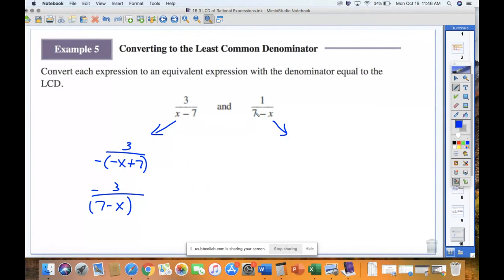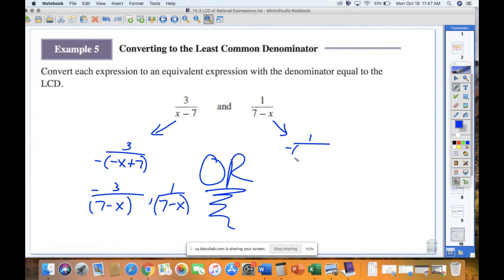Or we can pull the minus 1 out of this one. So there's a big or here, okay? There's a big or here. This would be a correct way, where the other fraction is 1 over 7 minus x. Or we could pull the minus 1 out of here and get the 1 over minus negative 7 plus x. Negative 7 plus x can be written as x minus 7. So we end up with the same denominator as the other.